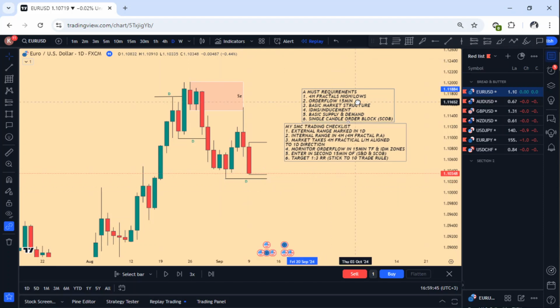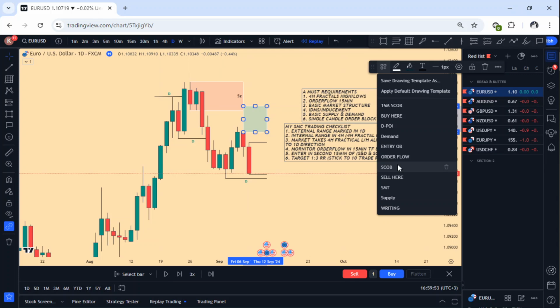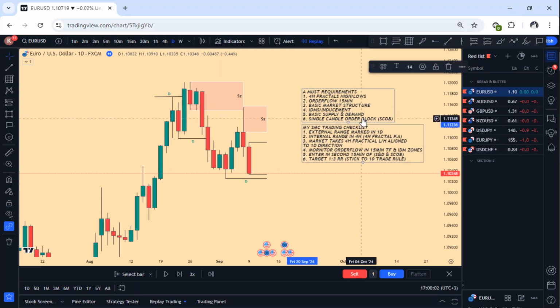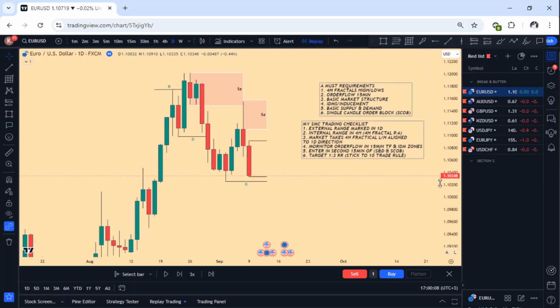pullback to take out this supply zone. So before that, we are still expecting a break of structure before the market will pull back here, and then we are going to sell again. So I'm recording this video on Saturday, and therefore on Monday the market is already somewhere here, so I'm expecting a sell.